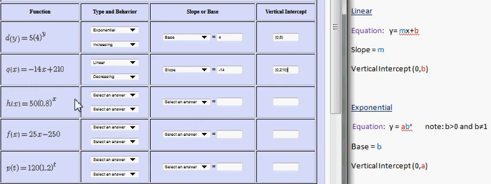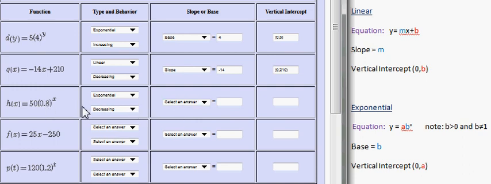I'm going to do one more. The third equation is of the form ab to the x. So it's exponential. Would it be increasing or decreasing? Well, remember, the base, in this case, is 0.8. If the base is bigger than 1, it would be increasing, but my base is 0.8, which is not bigger than 1. As long as your base is between 0 and 1, you're going to have a decreasing exponential function. So I'm going to select decreasing because my number is bigger than 0, but less than 1.